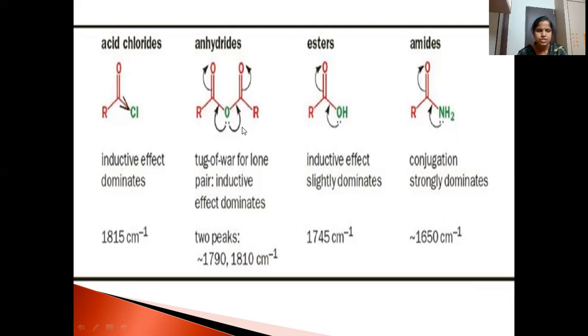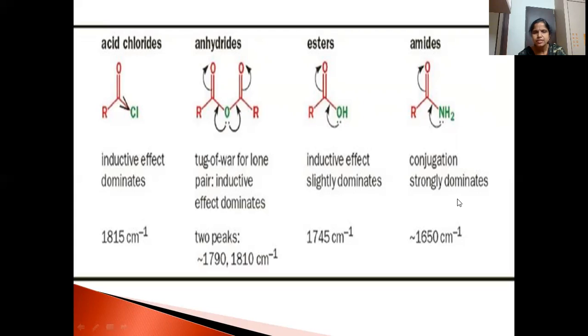Now what happens in such cases? Here also the inductive effect is dominating. So two peaks appear at 1790 and 1810 cm⁻¹. Whereas esters will show a lesser absorption value, because the oxygen, again having lone pair electrons, is delocalized onto the C=O. So here the inductive effect slightly dominates. That is the reason for the decrease in the vibrational frequency.